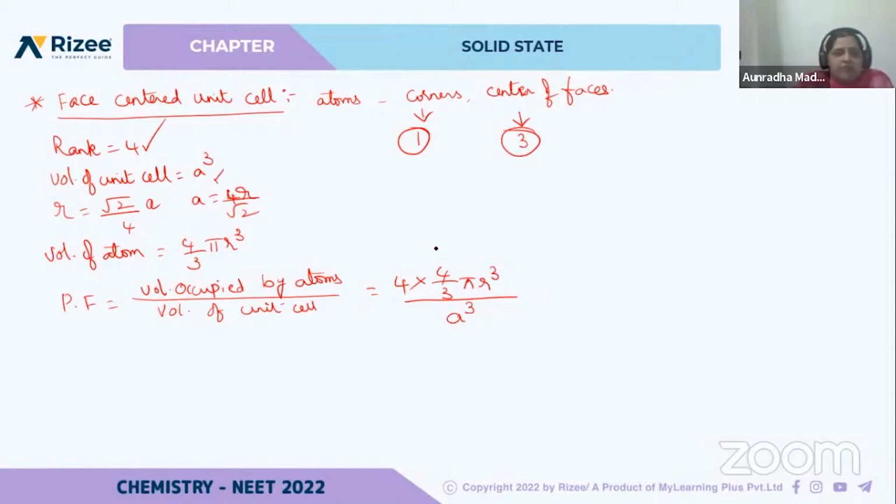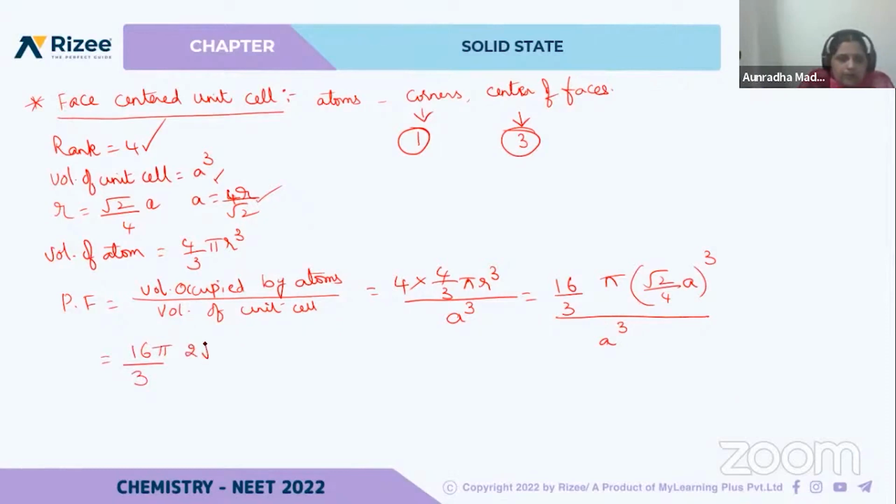So then again same thing, substitution of A or R in this one. So what happens? 16 by 3 pi, R value is root 2 by 4A, root 2 by 4A whole cube by A cube. That is equal to 16 by 3 pi root 2 into root 2 into root 2, 2 root 2, A cube by A cube. So simply these 2 will get cancelled.